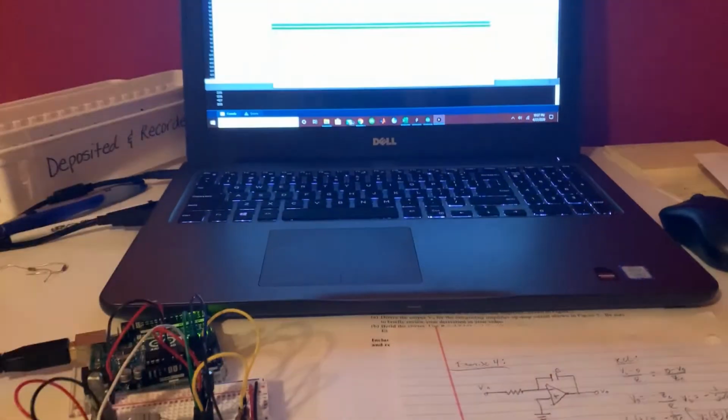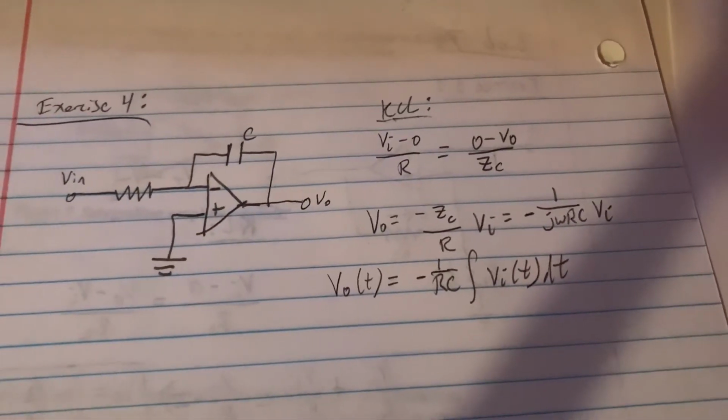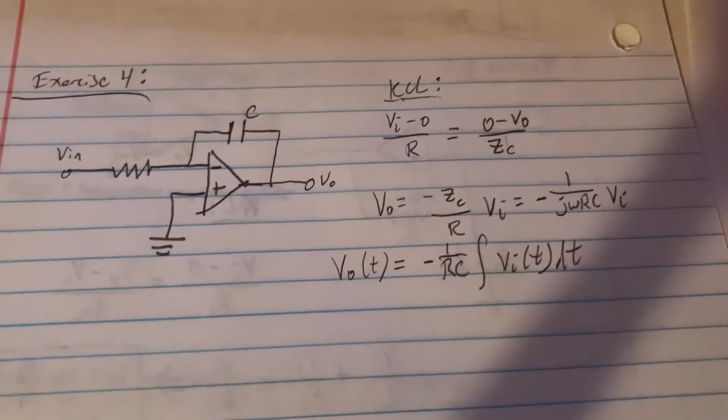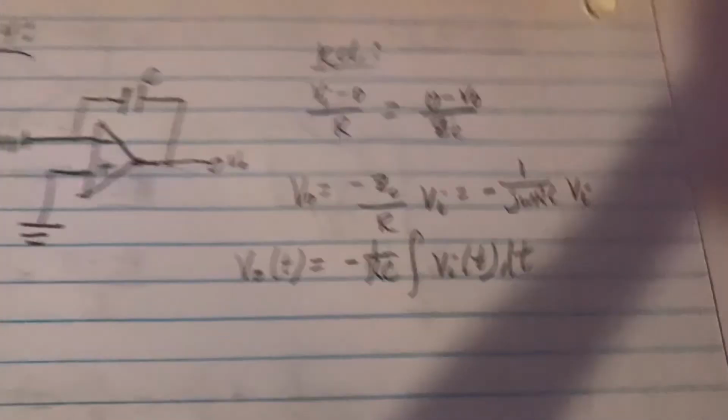Alright, now we're on to exercise 4 for lab 7. Here's my derivation, just KCL again. Now I'm accounting for that capacitor, and there's my result I get.